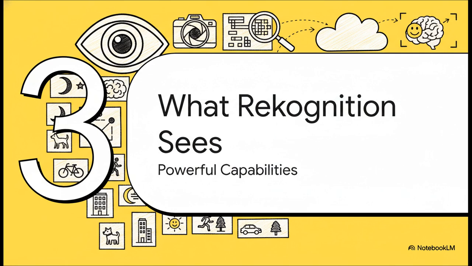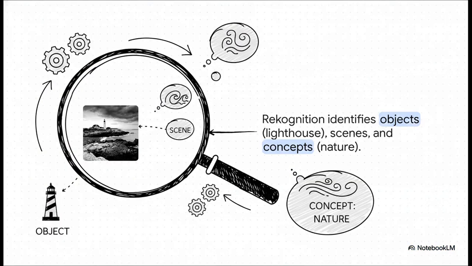Okay, so what can it actually do? Let's take a quick spin through some of its most powerful features, because the range of what this thing can see is pretty amazing. So at its core, you've got object and scene detection. You give it an image, and it'll spit back a list of labels. But it goes way deeper than just seeing a lighthouse or rocks. It actually understands the bigger picture. It can identify abstract concepts like nature or landscape. That's where you start to see the real power beyond just simple object tagging.